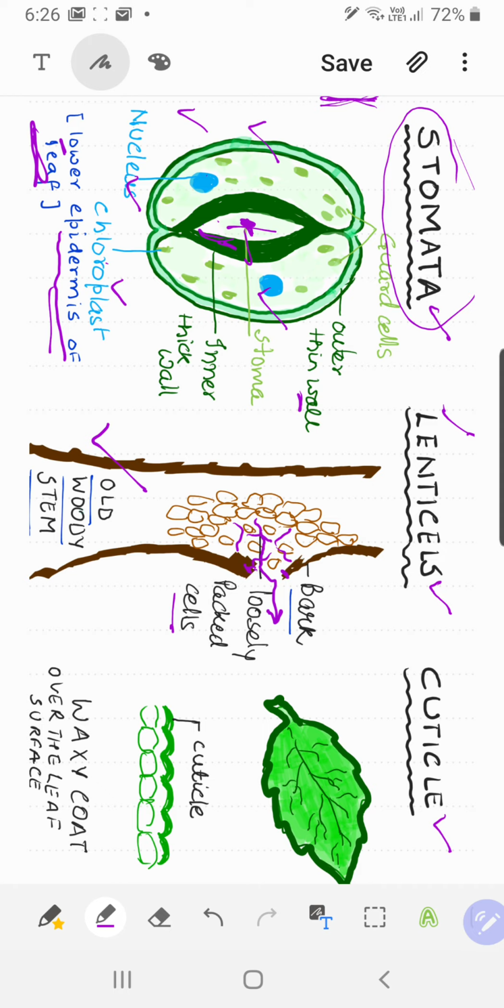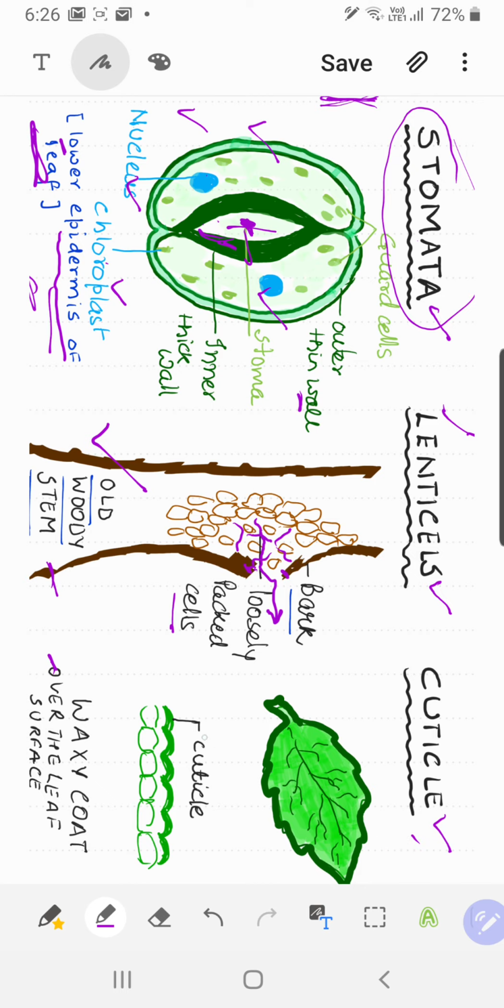Please see to this very carefully, because since we are not interacting face to face, I might not be expressing how serious the question is, but please understand that all these things, stomata and lenticels and cuticle, are all important with respect to their function and location. Right, children? The third one here is cuticle.